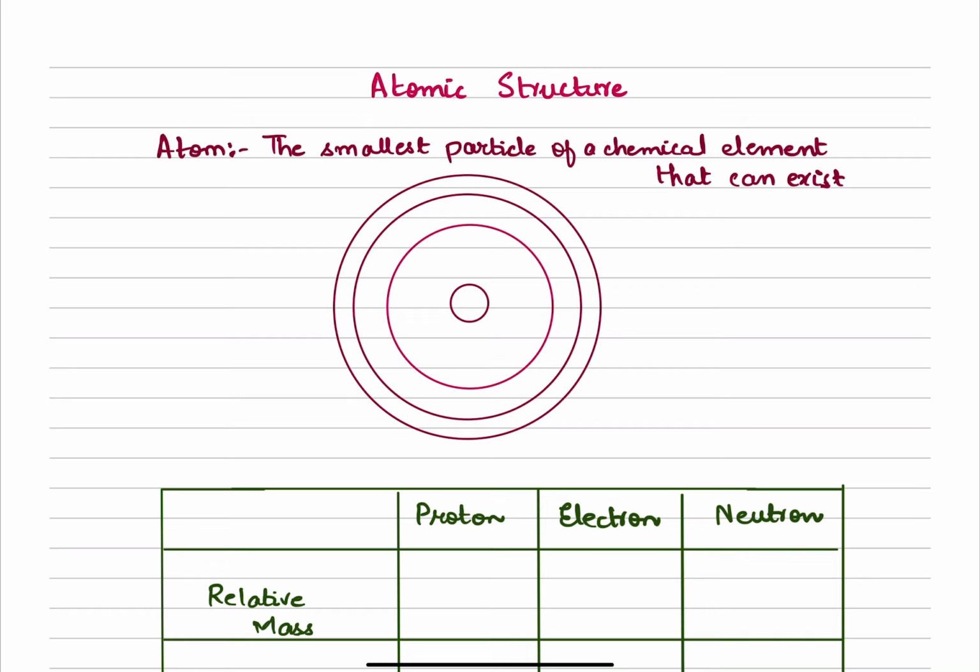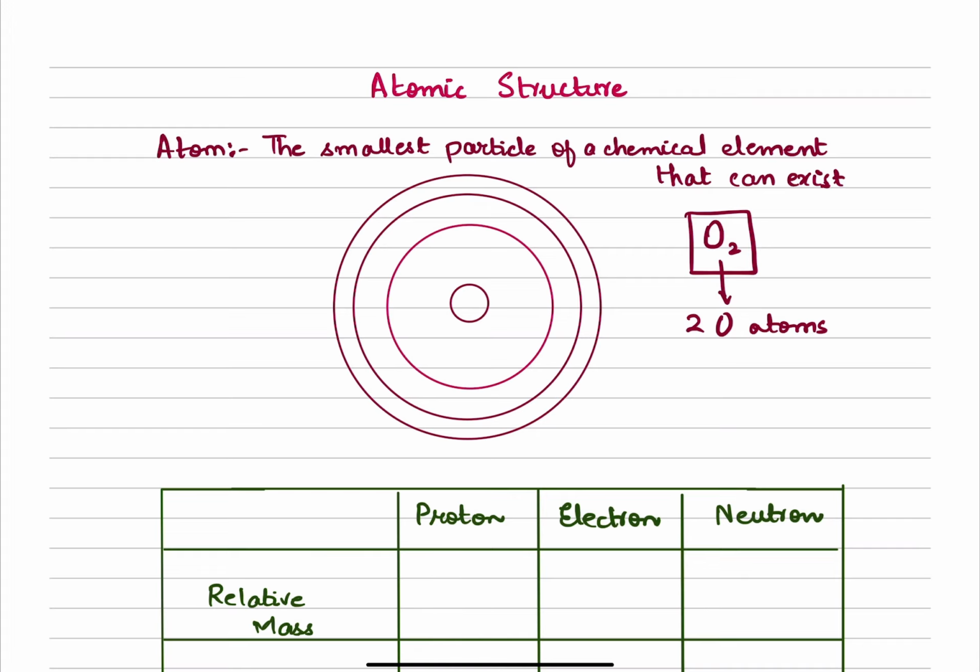In this video, we are going to start our whole new chapter, which is atomic structure. Before we look at the structure of an atom, we need to define what an atom is. An atom is basically the smallest particle of a chemical element that can exist. In one of the previous videos, we saw that oxygen was a molecule, O2. Oxygen exists as an O2 molecule. Now, oxygen is made up of two oxygen atoms. Hence, an atom is the smallest particle of a chemical element.